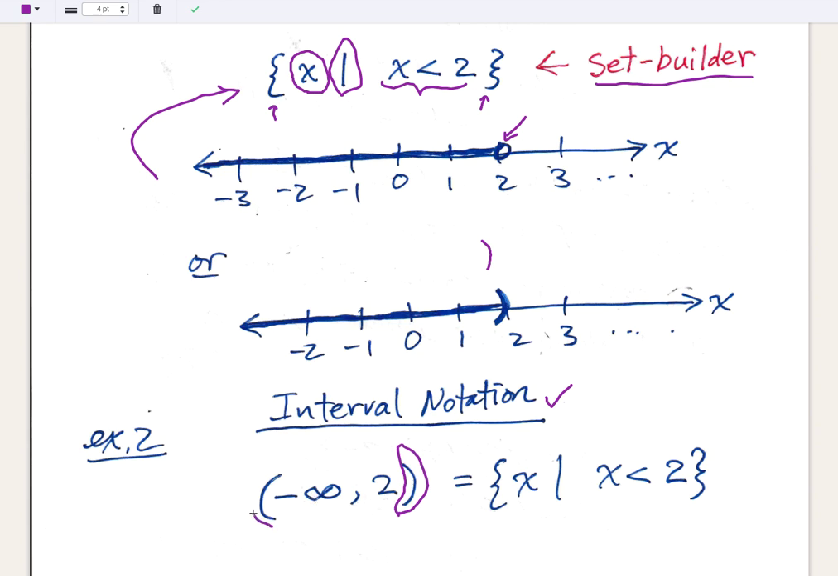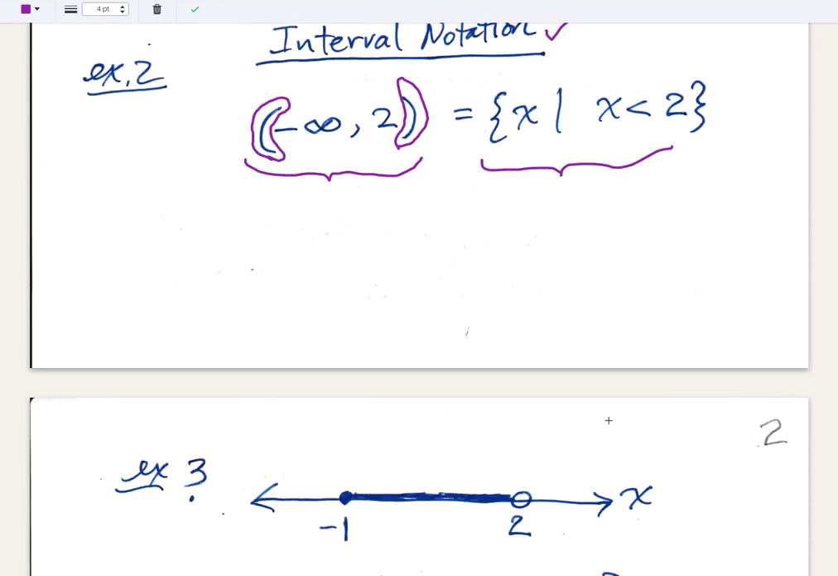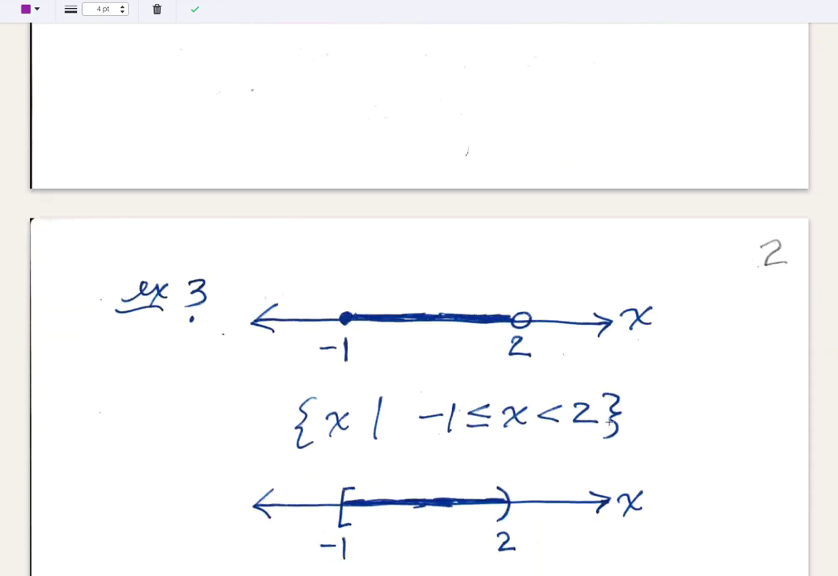Likewise, notice on the left-hand side we use parentheses also. That's because we're certainly not including -infinity as part of our set, because -infinity is a concept that really doesn't exist as a real number itself. Alrighty, so these mean the same thing. This is what we're going to be calling interval notation, and this second one here, I've got set builder. Alrighty, let's consider some other ones here.